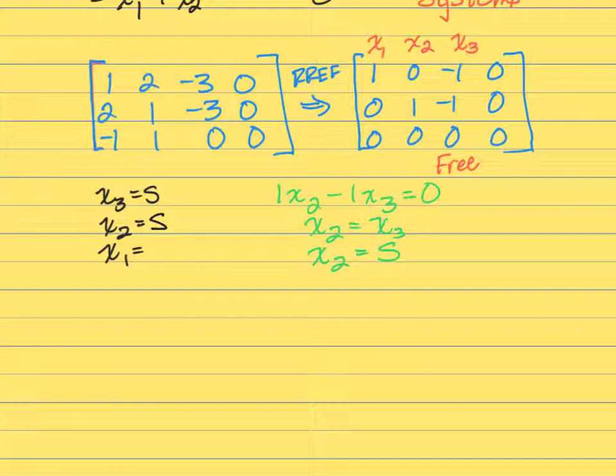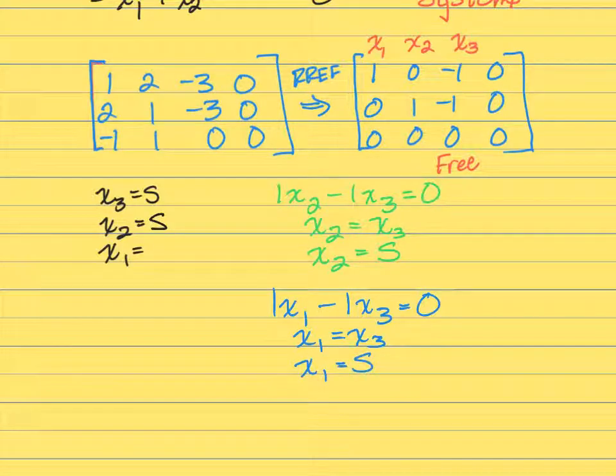And then if we go up to the top equation, we can do the same thing again. The top equation is 1x sub 1 minus 1x sub 3 equals 0. So that tells me again x sub 1 equals x sub 3. So that means x sub 1 equals s. It turns out this doesn't happen very often, but they all equal s. But x sub 3 is the free variable, so you get to choose what s is. And so the solutions, not only are they 0, 0, 0, but they are 1, 1, 1, 2, 2, 2, 3, 3, 3, negative 1.5, negative 1.5, negative 1.5. So we have an infinite number of solutions.